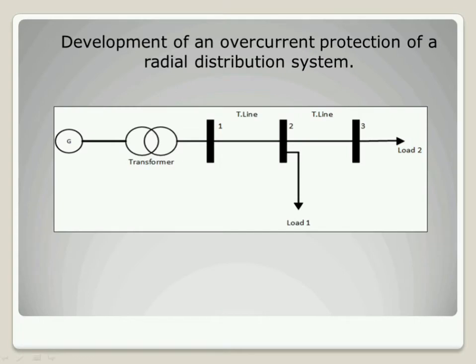We are given a task to design and develop an overprotection of a radial distribution system as shown in the figure below. To design a radial distribution system from the given problem, we have to define the equipment rating for the generator, transformer, transmission line and length. Next, for the suitable equipment based on the circuit, we choose the current transformer, plug setting and time multiplier.